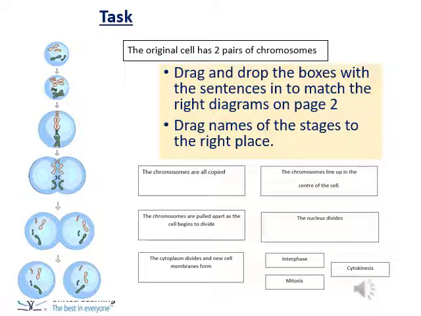Alternatively, you could just sketch the diagram yourself, even just drawing circles is fine, and then you could write out the different stages. So you need to decide which order they go in, and then I also want you to drag the names of the stages to the right place. So which part is showing interphase, which part is showing mitosis, and which part is showing cytokinesis. We didn't actually do the interphase, mitosis and cytokinesis on the last diagram, so this is an extra challenge for you guys now.